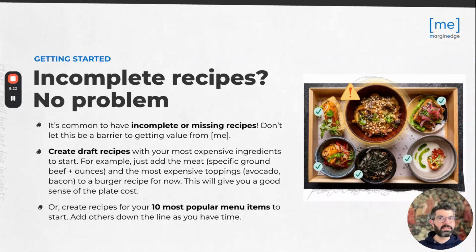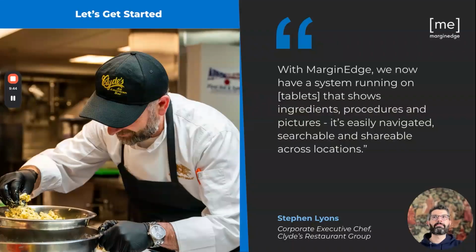Another technique is just to build the 10 most popular menu items. So just build your burgers and your wings, if those are popular for you, or whatever it might be. And then we can get those in and track the plate costs on those. Some starting point is better than none, and I think you'll really find value out of that. So don't be afraid to just get started with a few recipes if needed.